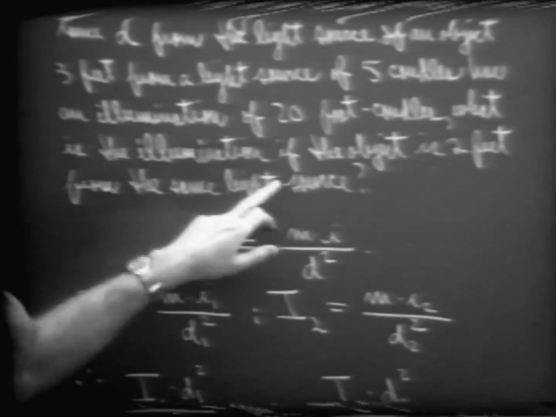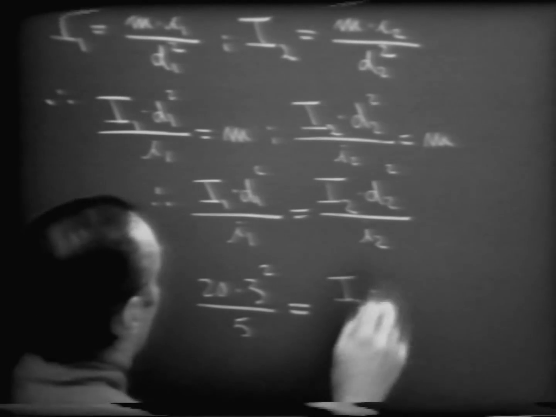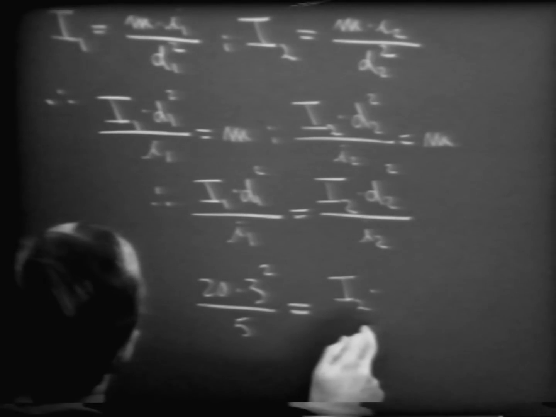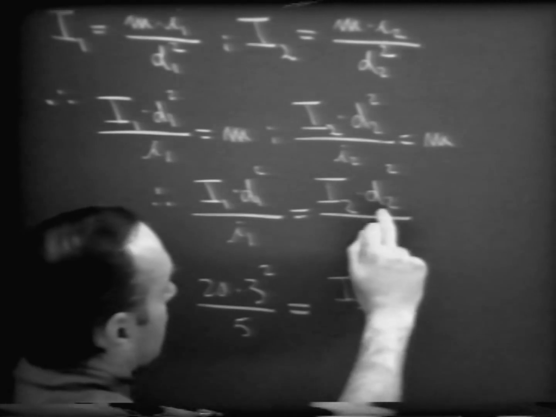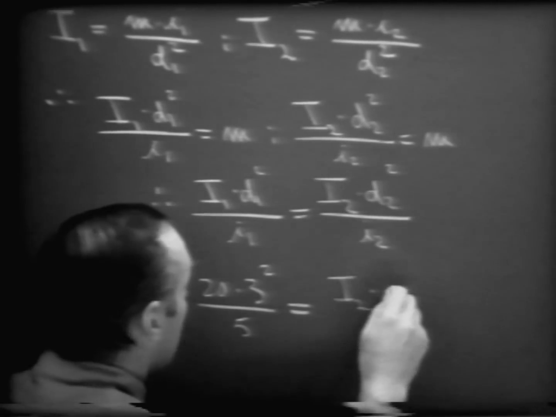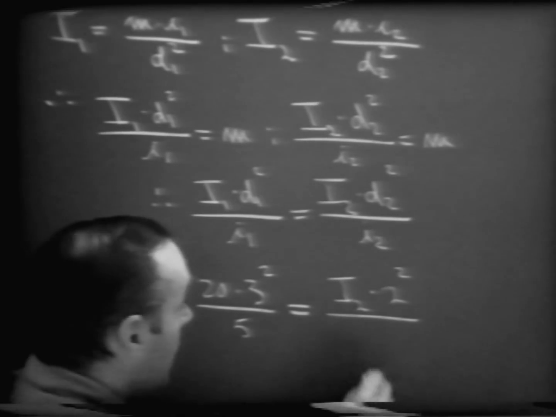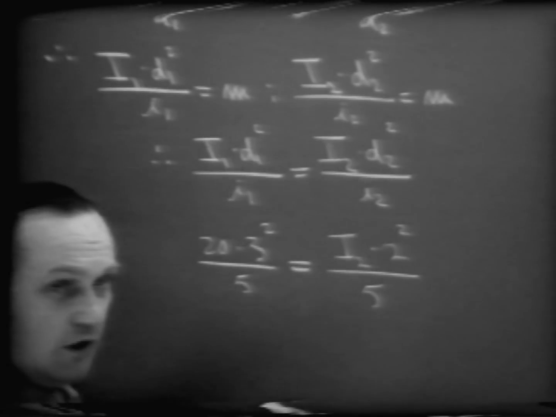Now let's come back to the question: what is the illumination, that's capital I, if the object is, all right, so we want to find this capital I sub 2, if the object is 2 feet from the same light source. So d sub 2 is what number? Is 2, so it's 2 squared divided by the same light source, which is 5, all right?